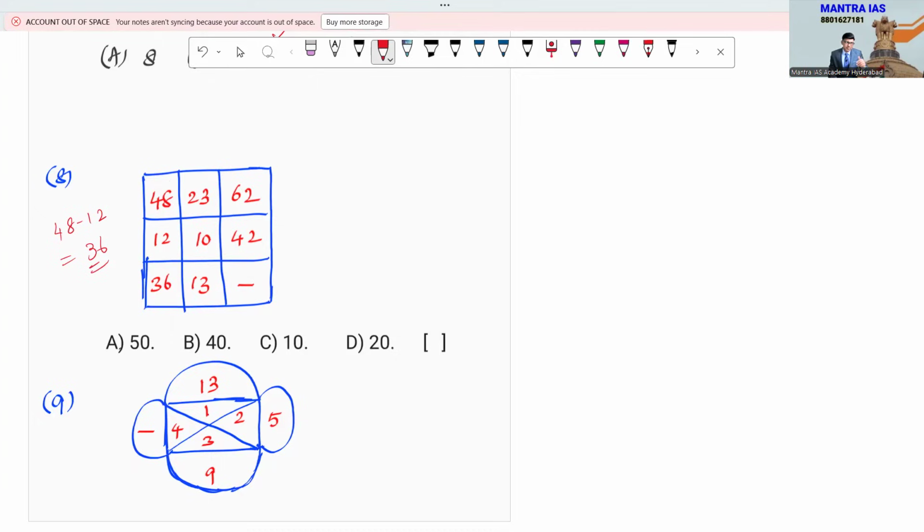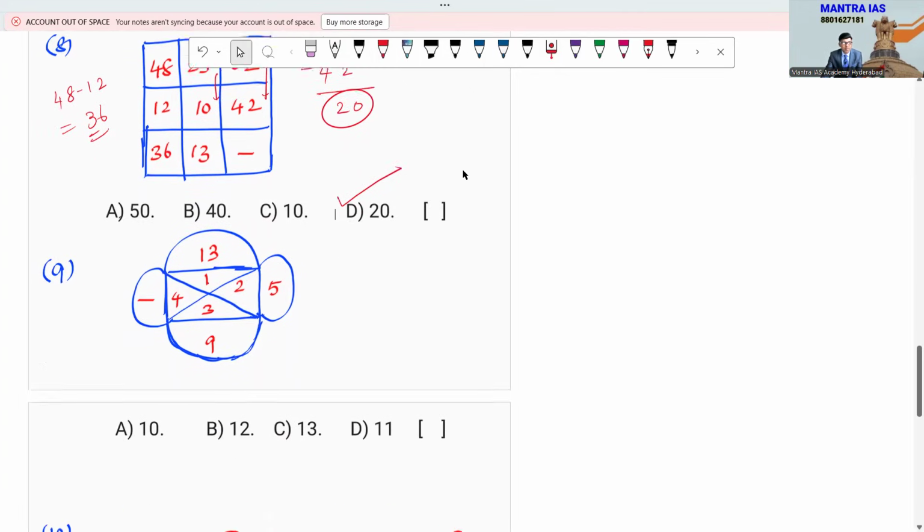Correct. You got the answer. Now the same style, 23 minus 10, definitely 13. So what about these ones? 62 minus 42, your answer is perfectly 20. Which is that? Option D. This is the way of doing it, Baba.